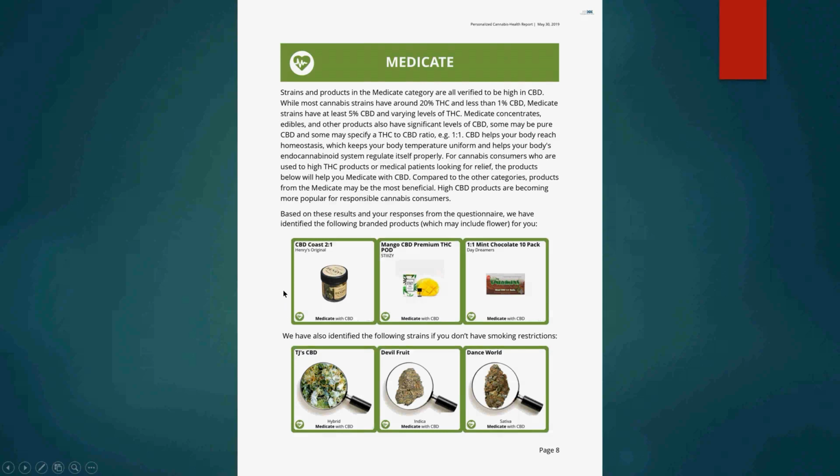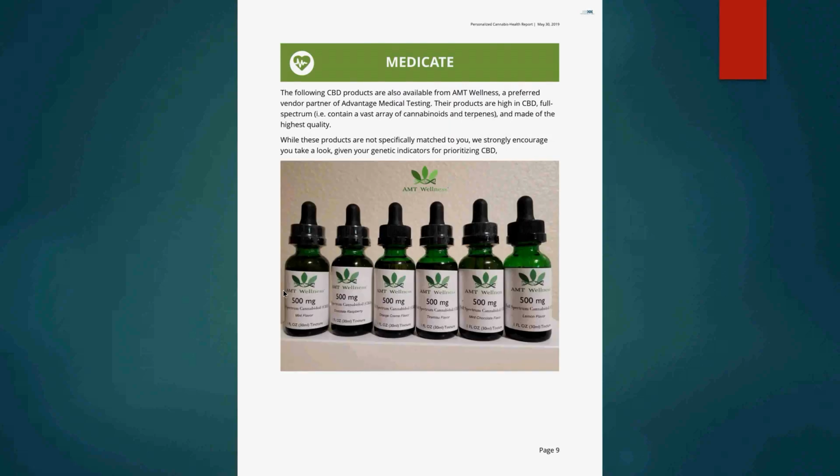Again, remember, the report does not discriminate. Here's our brand of CBD oil. That's a simple product placement that has nothing to do with the DNA report. That's an advertising section. But that person can then contact us for our COAs or lab results to show the terpenes and the cannabinoids that are present in the oils that we make.